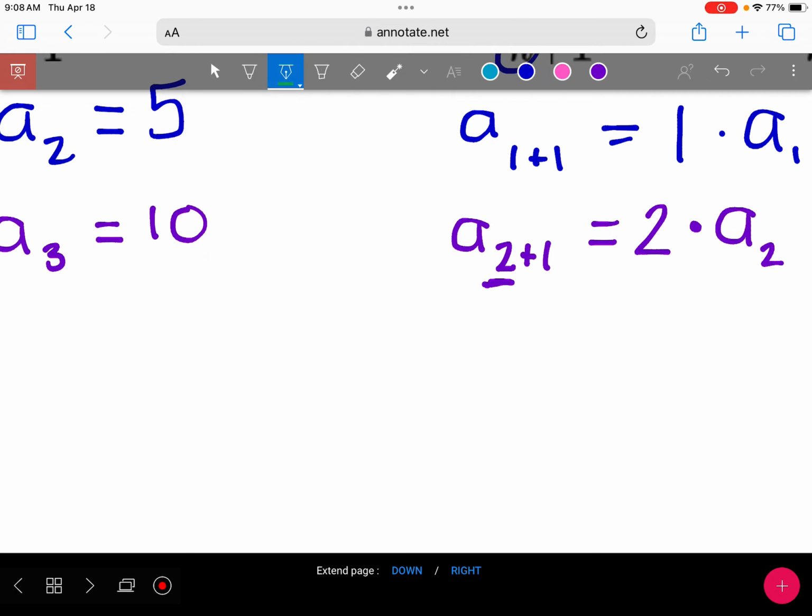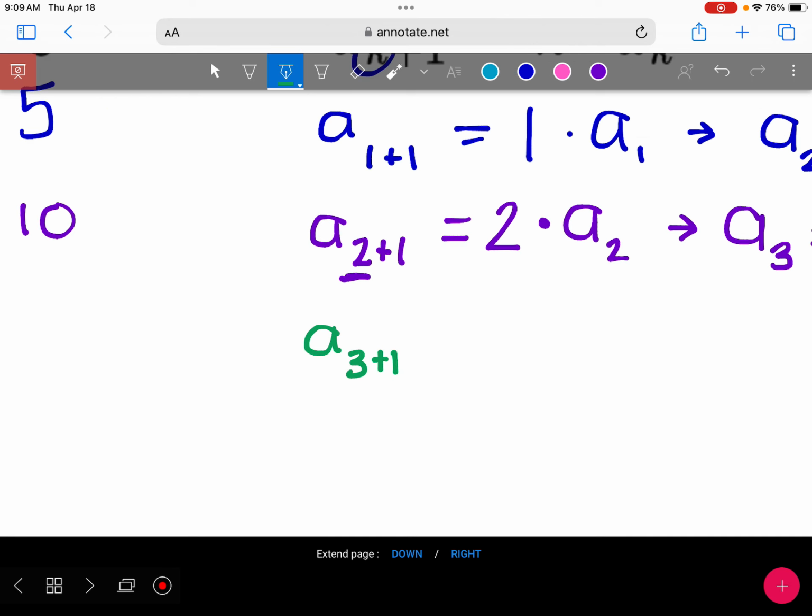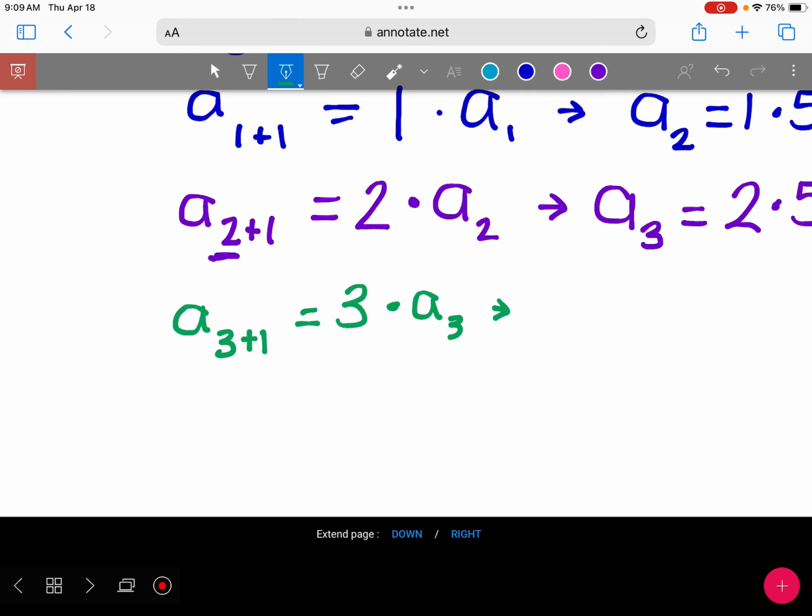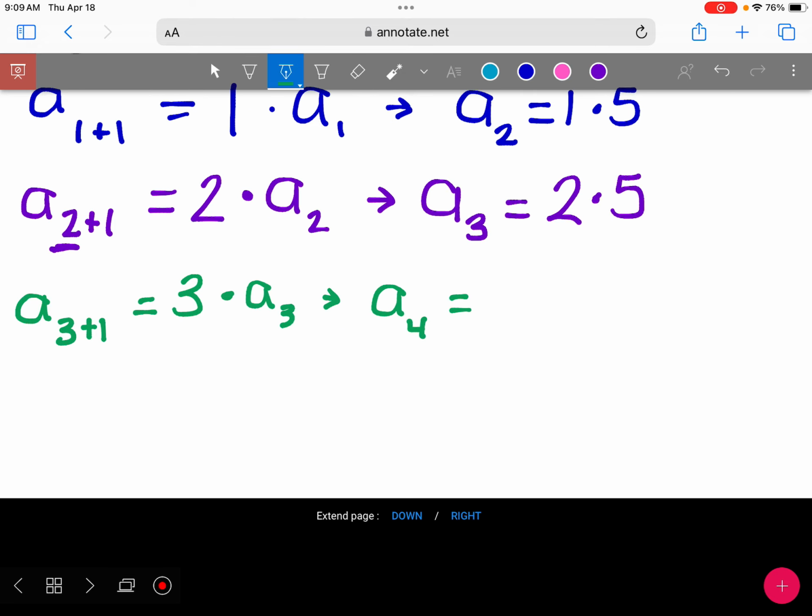So let's get a sub 4, which we get by using a k of 3. So we're going to have a sub k plus 1, 3 plus 1. So our k is 3 times a sub 3. That is an a. It looks like a 9. So when we simplify that, we're going to have a sub 4 equals 3 times, and I'm just going to write it this way, 2 times 5.